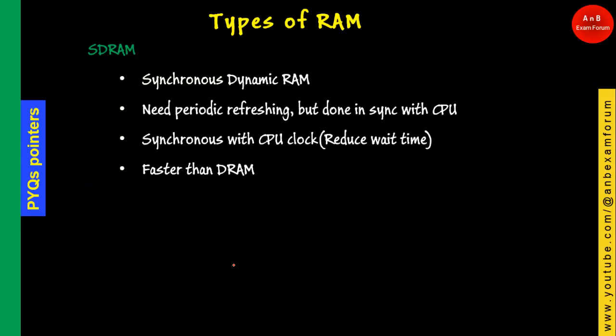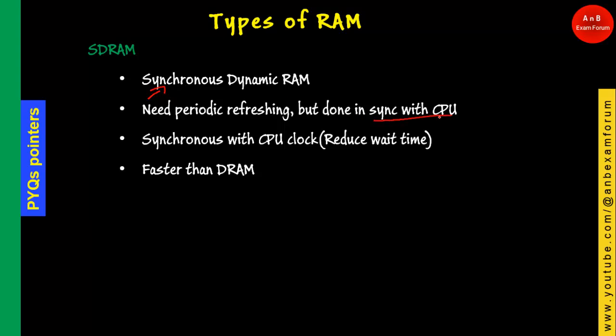The next one is SDRAM. It is similar to dynamic RAM, so a capacitor will be there, but one more thing has come into SDRAM: it is synchronous. How synchronous? It is synchronous with the CPU.